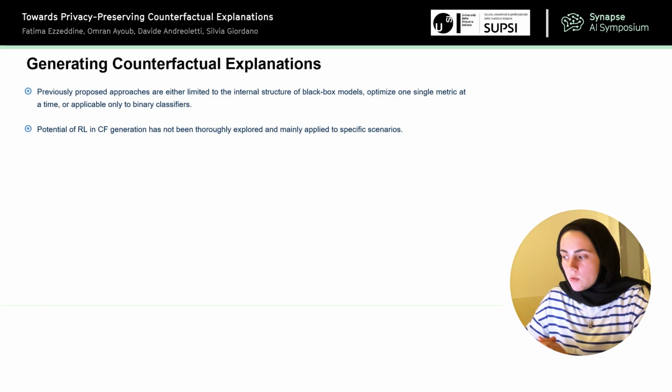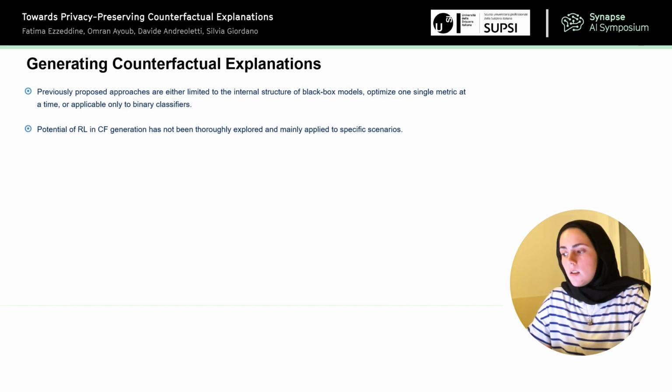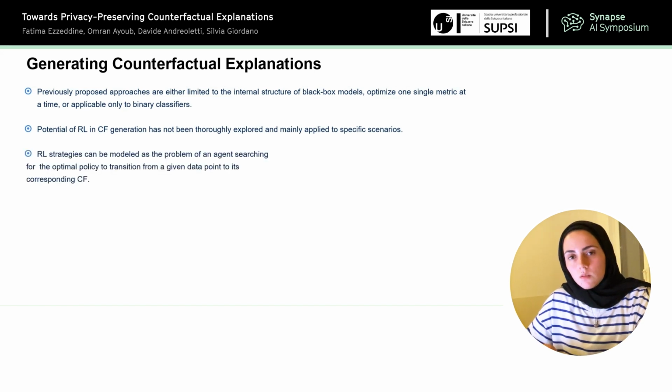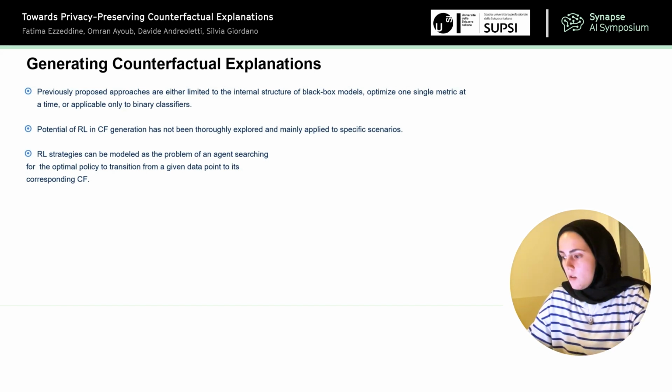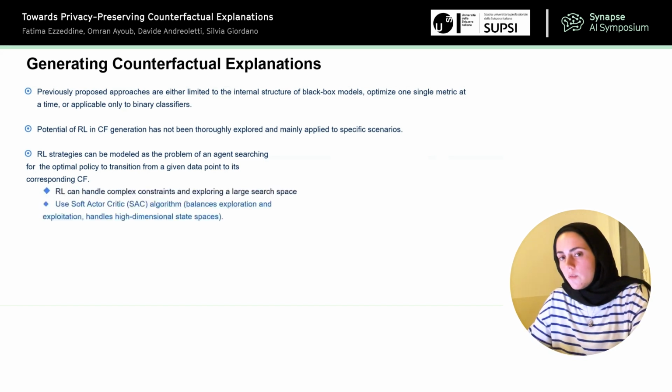In this presentation, we want to shed light on reinforcement learning and how it can be used to generate counterfactual explanations, since it has not been thoroughly explored, and when it is explored, it's been mainly applied to specific use cases and is not generalizable to any type of dataset. So how can RL be used to generate counterfactual explanations? We can think of it as an agent searching through the space to find an optimal policy to transition from a specific class to another class, which is the counterfactual explanation. So RL gives us the strategy, or the trajectory, to extract our counterfactual explanations.